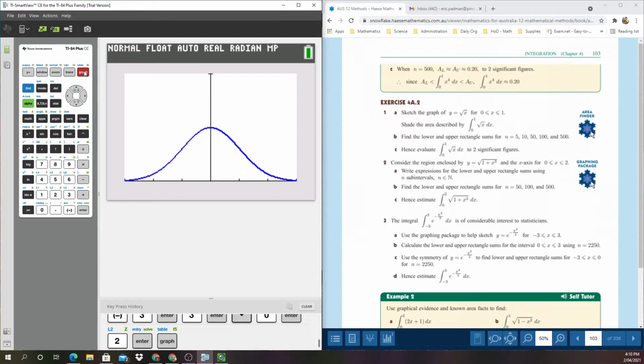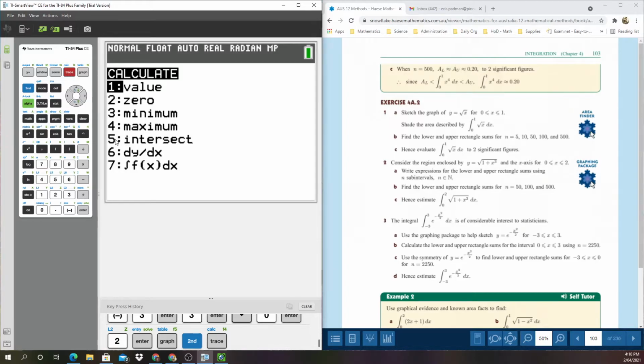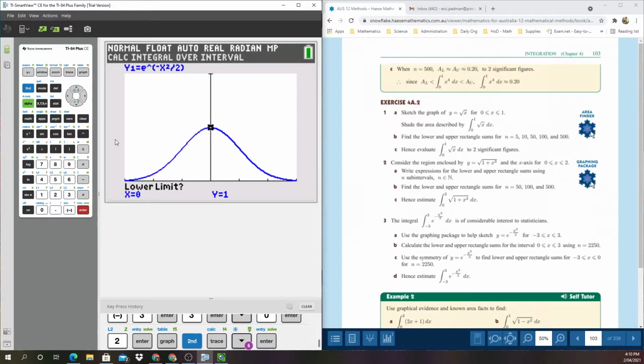Now, I'm going to see if I can actually do it with the graph section, which I think I can. Yeah, here we go. There's another way you can go about doing it. You can actually do it here. Let's do a lower limit. I want that to be -3.